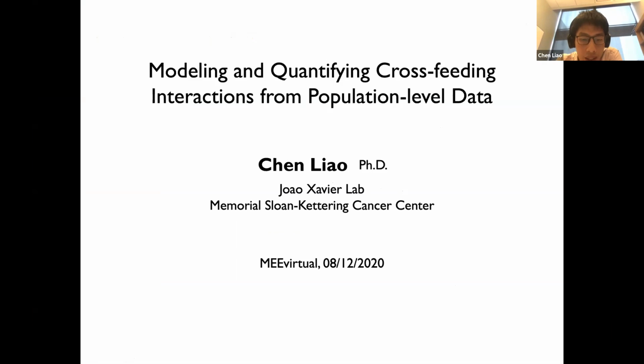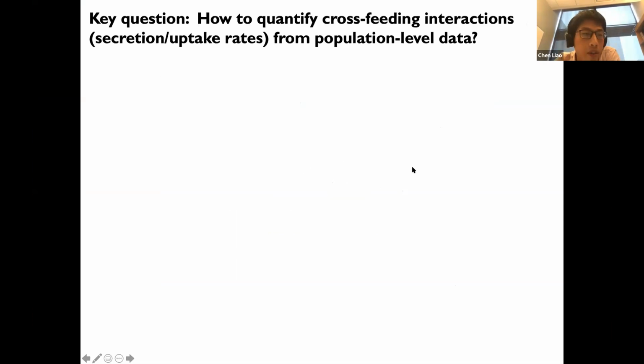As Will has introduced, I'm going to give a modeling talk today, and I'll share a story of how to use mathematical models to extract insights from cross-feeding experiments. Cross-feeding is a phenomenon where some microbial species feed on the molecules produced by other microbial species. The question that we are interested in is, given population-level data, such as the population dynamics, the population density and the metabolite concentration, can we quantify and measure the metabolic exchange fluxes from the data?